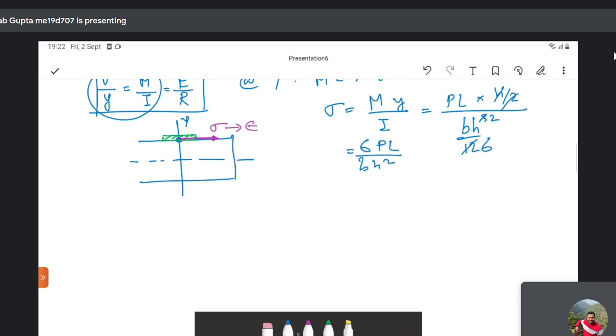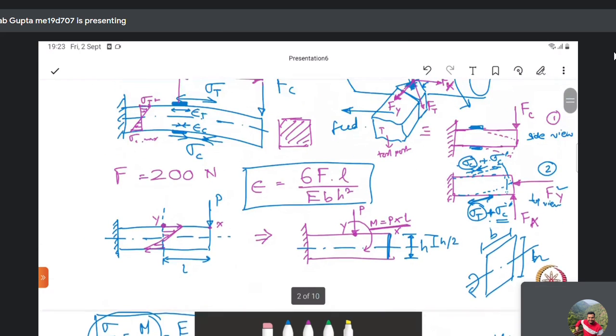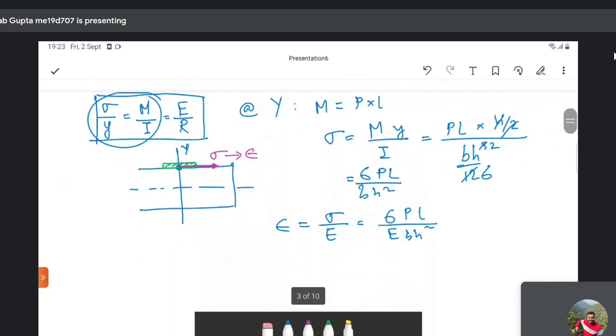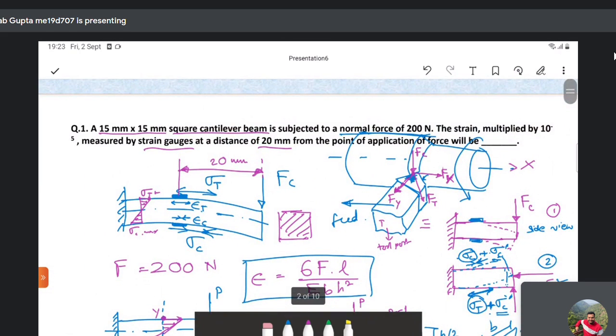Epsilon can be written as sigma by the Young's modulus E. So from here we are getting 6PL by EBH square. This is the final expression of the strain that this particular strain gauge is recording as a change in voltage. Since this question is taken from the previous year's assignment and relates to machining, I explained this in terms of machining.